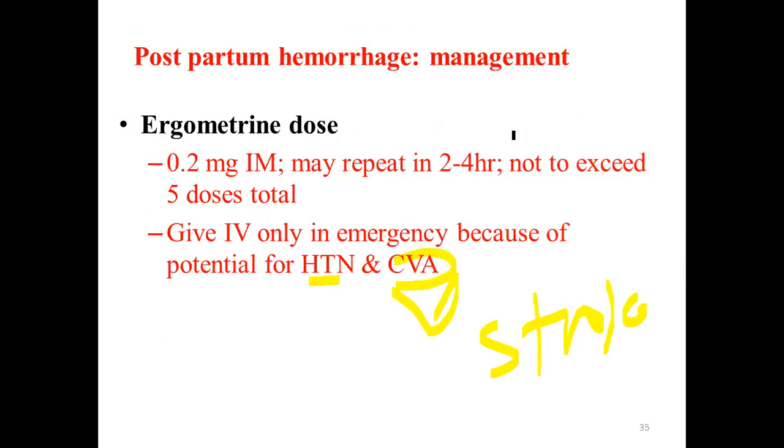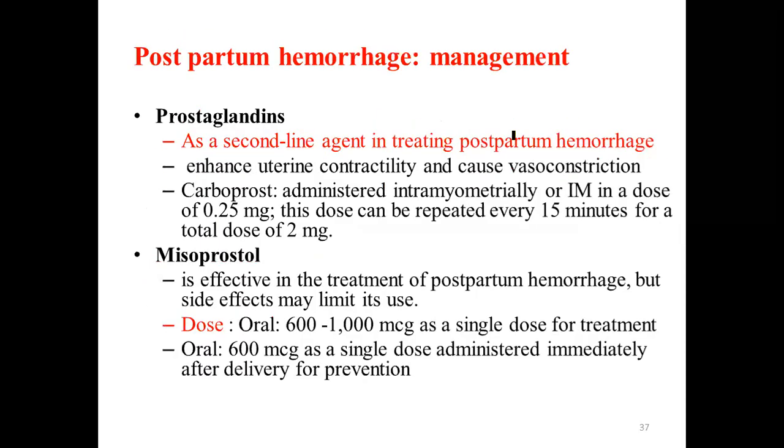So, in general, the most common pharmacological modality in postpartum hemorrhage is oxytocin, but we also have prostaglandin analogs. Prostaglandin analogs are second line agents in treating postpartum hemorrhage. Remember, they can enhance contractility and cause vasoconstriction. We have several prostaglandin analogs. Carboprost is one example, and we also have misoprostol. So they are second line agents.